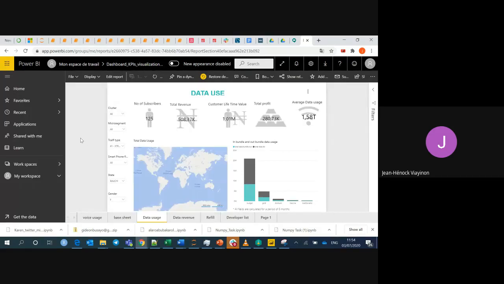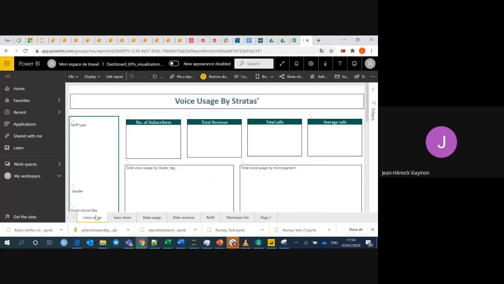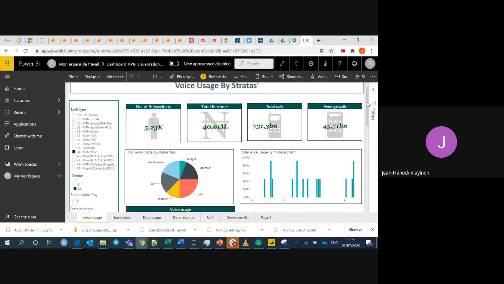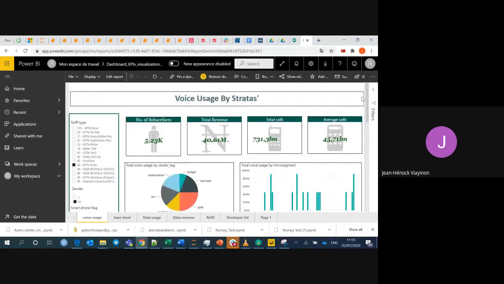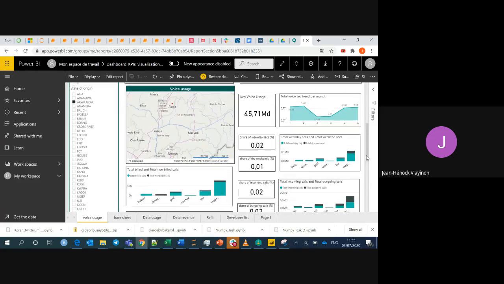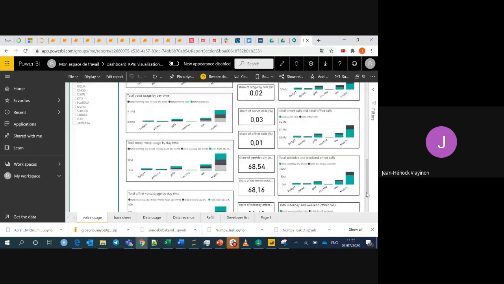Now let me come back here, and we explore things together. Here you have some trends. You also have how the total weekdays usage and the total weekends usage are distributed for the segment. Yes, you have everything about your data.